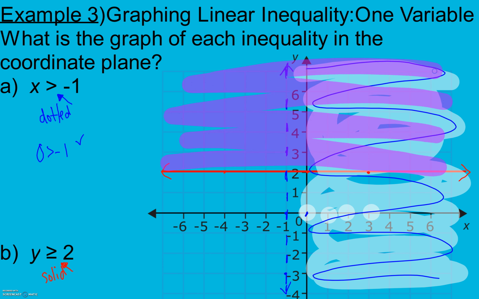Everything above. If we weren't sure, we could use a test point. Again, we could check 0, 0. The only thing I can plug in there is a 0. Is 0 greater than or equal to 2? No. So since 0, 0 is not a solution, I can't shade this half plane here. And I have to shade the other one. So my solutions are everything above there.